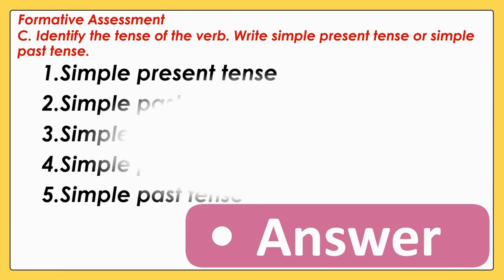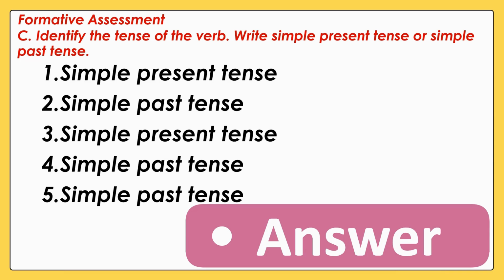Answers: number 1, simple present tense. Number 2, simple past tense. Number 3, simple present tense. Number 4, simple past tense. Number 5, simple past tense.